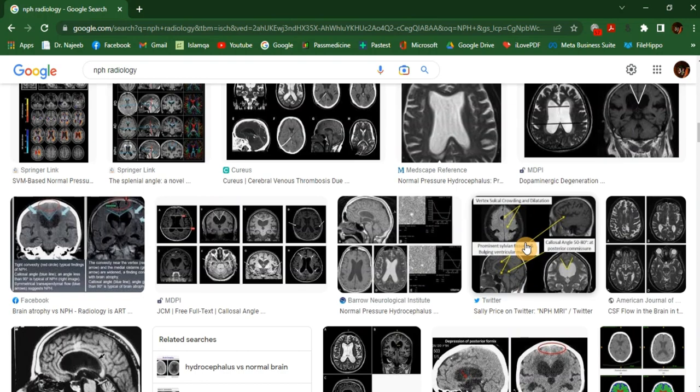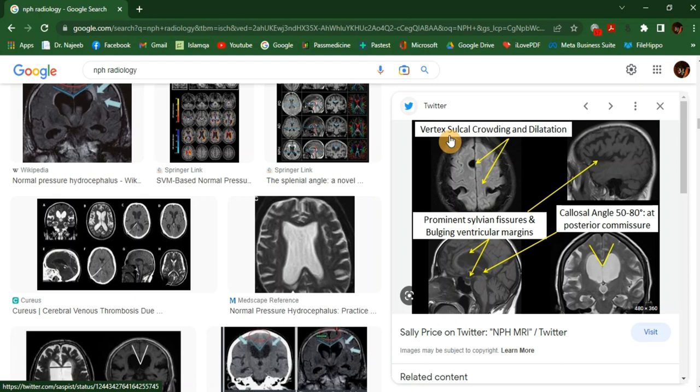And as well, just see here, there would be vertex sulcal crowding and dilatation. And there should be prominent sylvian fissure and bulging of the ventricular margin like this. The ventricular margin is prominent here, and the callosal angle at the posterior commissure is at around 50 to 80 degree. So these are the CT or MRI findings in case of normal pressure hydrocephalus.